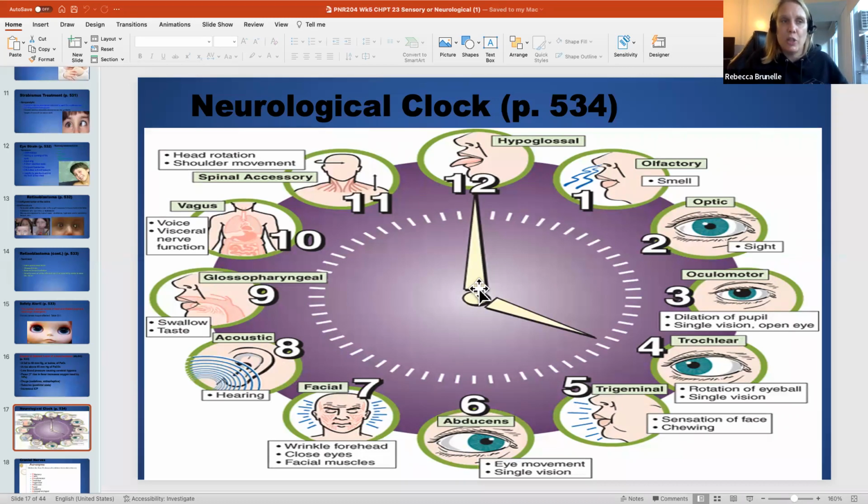Like I said, there are not test questions that ask you to regurgitate the name of a cranial nerve. I would know that there are 12, and I would recognize the ones that are the most common, like olfactory, optic, acoustic, hypoglossal, and know how to test if those nerves are altered.